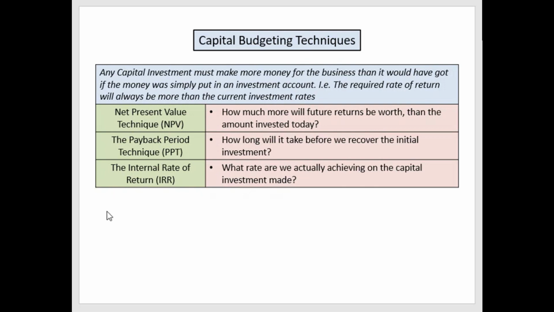So net present value only says, is it going to work or not? Internal rate of return says, what must that NPV be exactly? So that is what it does. What rate are we actually achieving on the capital investment that we made? That's the question.